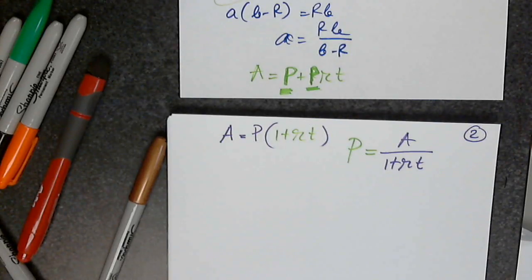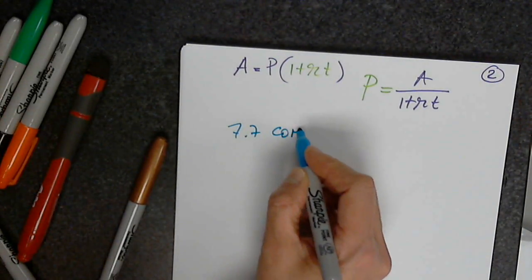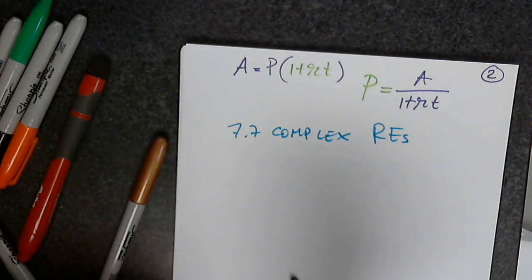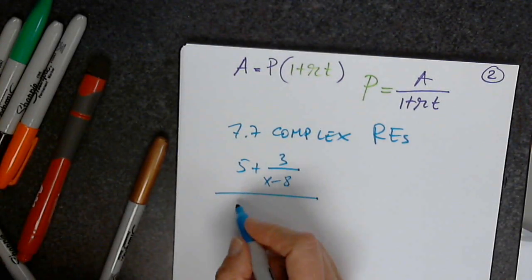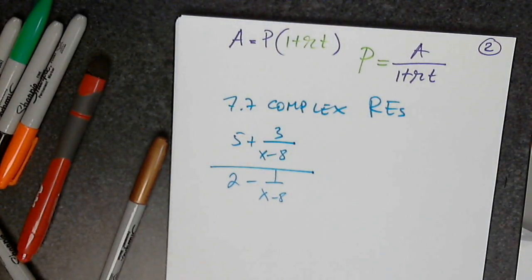So let's go back to page 4 from the handout. Let's start with the first one. Complex rational expressions. This is the last section. So 7.7, complex rational expressions. Okay, so let's start with 5 plus 3 over x minus 8, everything divided by 2 minus 1 over x minus 8. You cannot flip in this situation. You have to wait till the top becomes one fraction and wait till the bottom becomes one fraction, and then you can flip.